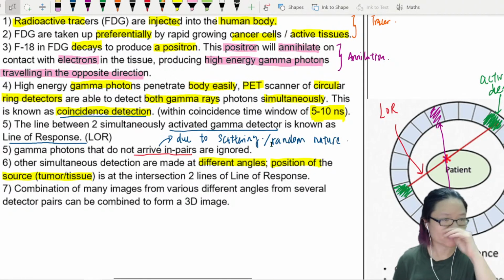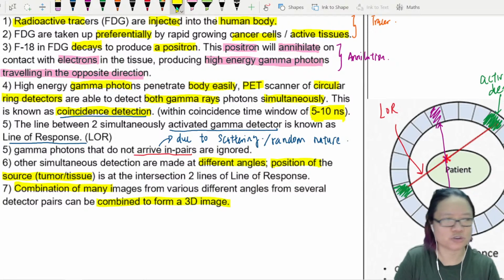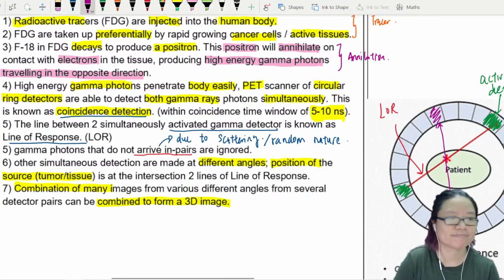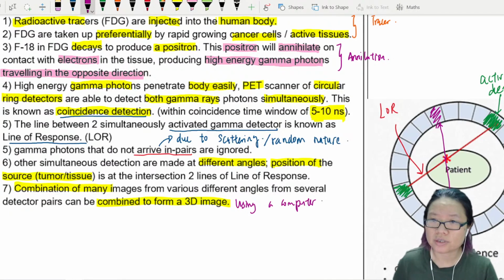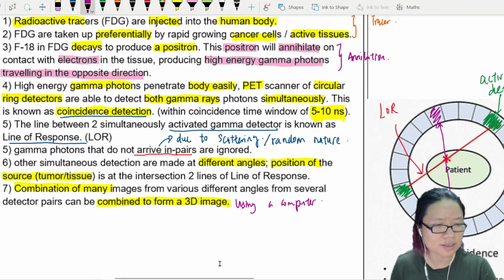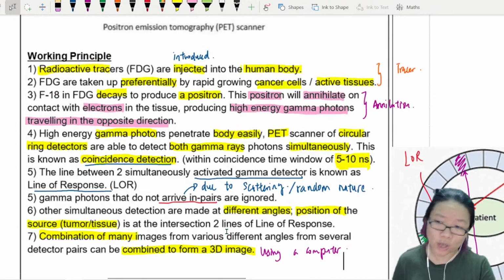A combination of many images from various different angles can be combined to form a 3D image using a computer. Obviously, some hardcore coding is needed. This is like 3D printing. It's pretty similar: we are doing it one layer at a time, like 3D printing.